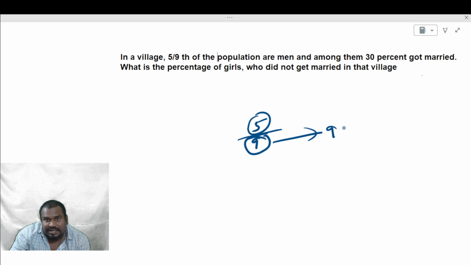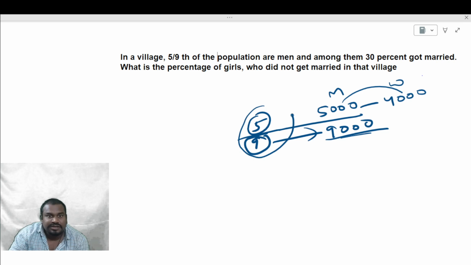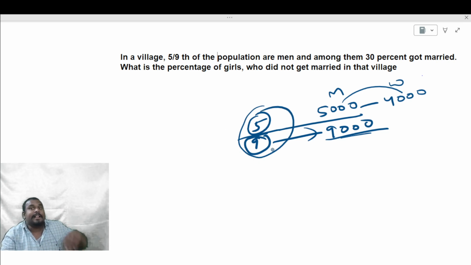I'll take 9 parts as 9,000. It means 5,000 are men. If 5,000 are men, 4,000 are women, because the total is 9,000, right? So if I add men and women, it should be 9,000. So based on the ratio given, I can take the total population in the village as 9,000, with 5,000 men and 4,000 women. Now keep this 4,000 aside. First, out of this 5,000, 30% got married.